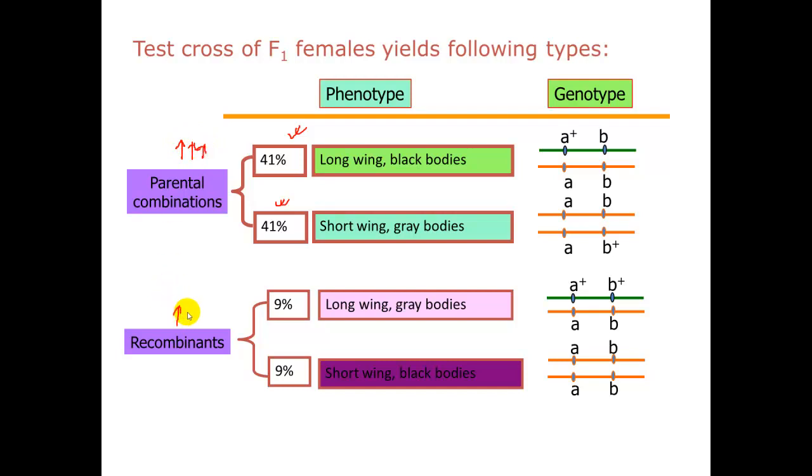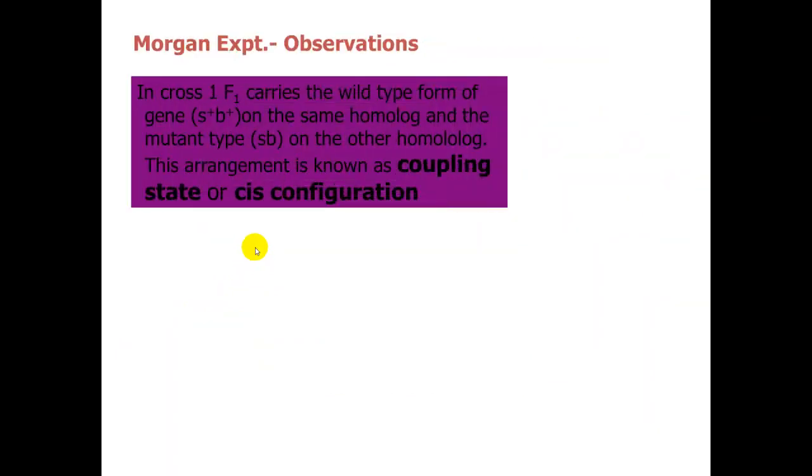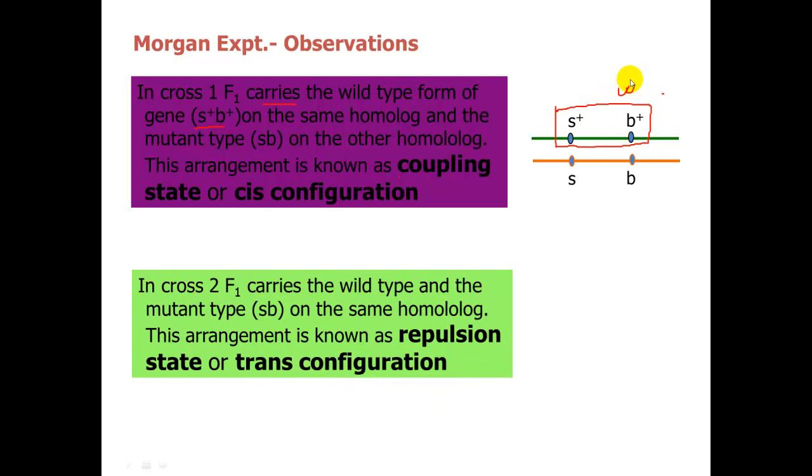So on that particular basis Morgan observed that in cross 1 F1 carries the wild form on the same homology, and this is actually called as a coupling or cis configuration. So this is present on the same chromosome, that's why we are calling them coupling or cis configuration. And in F2 it was on other chromosome, one dominant, one recessive. This is what we call repulsion or trans configurations.